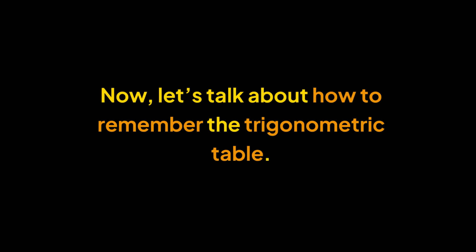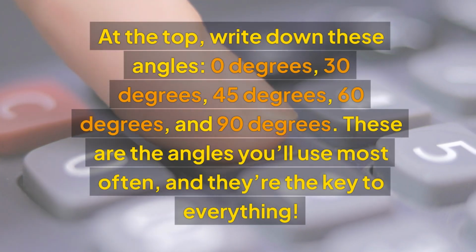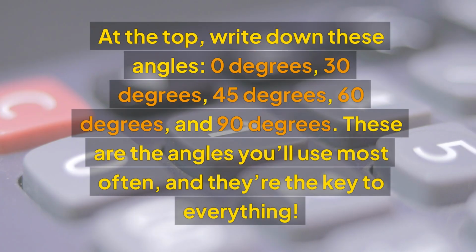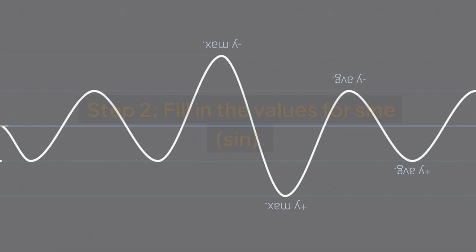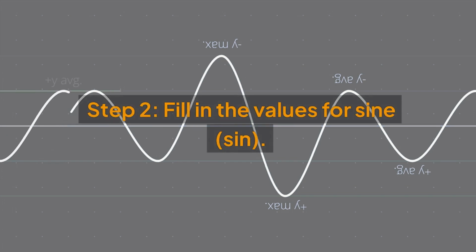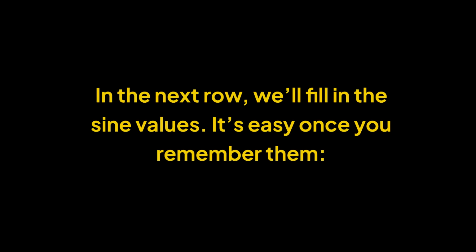Now, let's talk about how to remember the trigonometric table. At the top, write down these angles: 0 degrees, 30 degrees, 45 degrees, 60 degrees, and 90 degrees. These are the angles you'll use most often, and they're the key to everything. Step 2. Fill in the values for sine, sin. In the next row, we'll fill in the sine values. It's easy once you remember them.